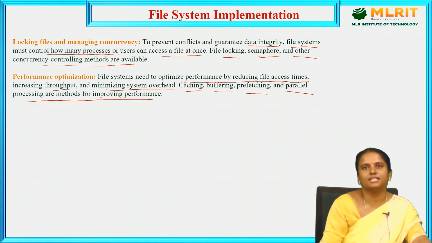So what are the methods to optimize and increase the file system performance? Reducing the file access time, increasing the throughput, or minimizing the system overhead. Or other methods are caching, buffering, prefetching and parallel processing. These are the methods for improving the performance of the file system.